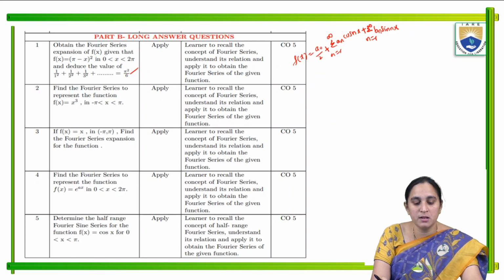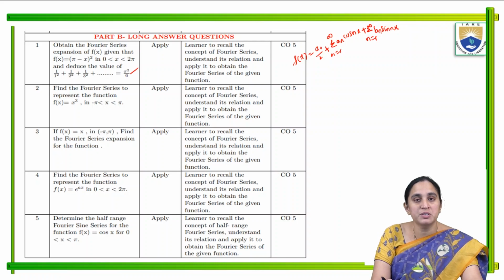And next, second question: find the Fourier series to represent the function f of x is equal to x cube in minus pi less than x less than pi. Okay, here observe that the interval is minus pi to pi. I already discussed what we have to do for minus pi to pi. Here we have to first verify whether the function is even or odd. If the function is even, only then can we find the series from a naught and a n. If the function is odd, only then can we find b n.